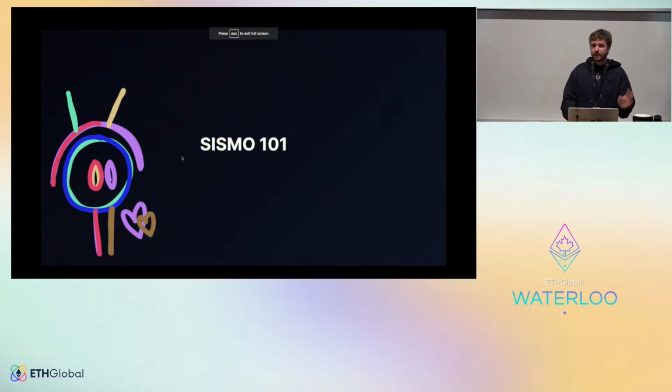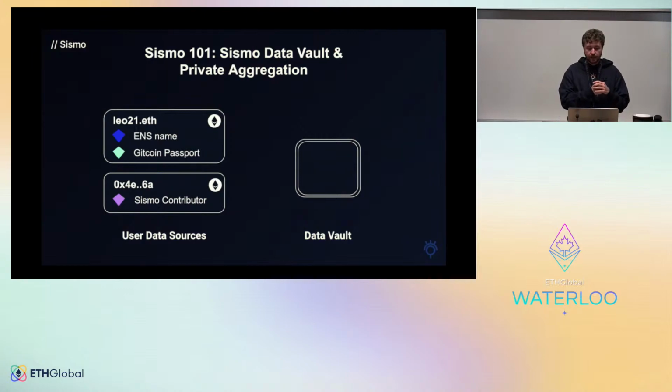Okay, so just a bit of theory to explain what happened. In Sysmo, you have this Sysmo data vault where you can import all your accounts. Here we can see that I imported my leo21.eth address where I have my ENS, my Gitcoin passport, all the different very public accounts I have, my Twitter, my GitHub. I have also a proof of humanity inside, so all of that is already doxed. But on Sysmo, I'm doing stuff with my very private wallet, so I don't want anyone to know it.